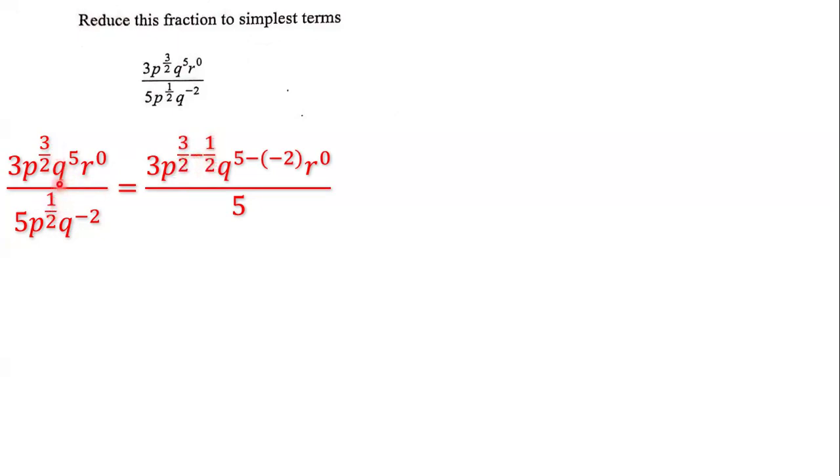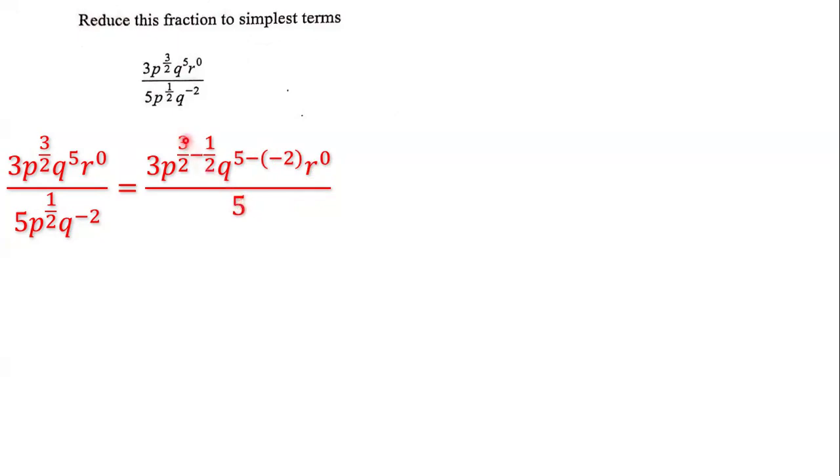The same is true for q, because notice we have q to the power of 5 and q to the power of negative 2. These two terms have the same base, which is q. And whenever you have two terms that have the same base and you're dividing them, you have to subtract the powers. So we have q to the power of 5 minus negative 2. And so we have to subtract these powers. And then we have r to the power of 0. We are simply left with 5 at the bottom.